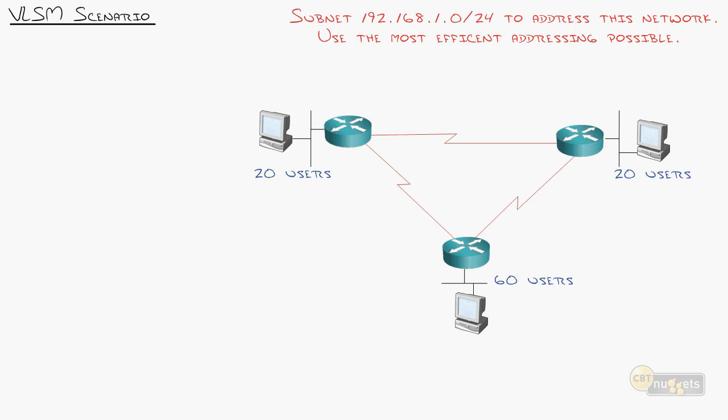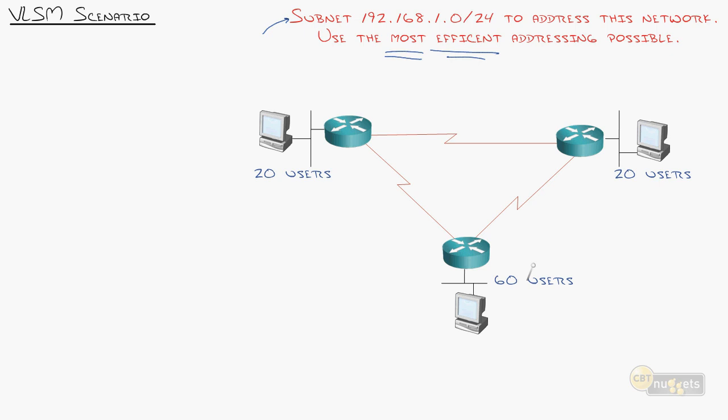Take this network environment. We've got 3 user networks of 20 users, and 60 users. And then we've got 3 networks of WAN links that we can't forget about that would have two devices each, right? So here's our scenario, and this is how you'll be able to tell if we're getting a VLSM question. It says subnet 192.168.1.0/24, so class C. To address this network, here's the key: use the most efficient addressing possible. That immediately tells you we want those subnet masks to be efficient. We don't want to waste IP addresses if we can.